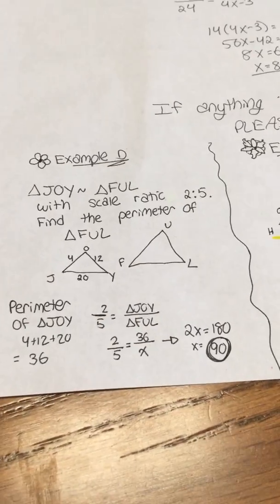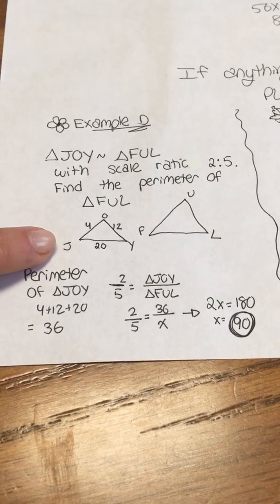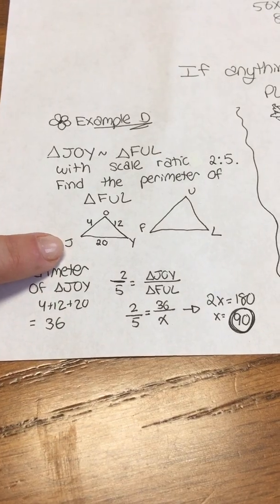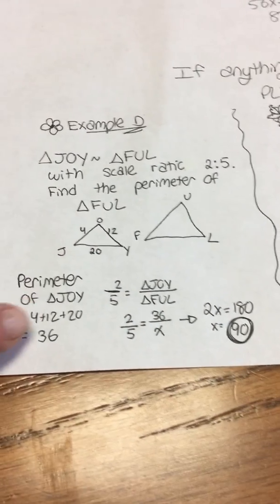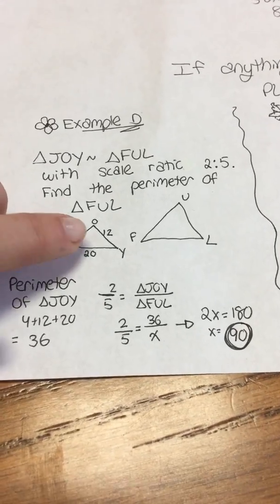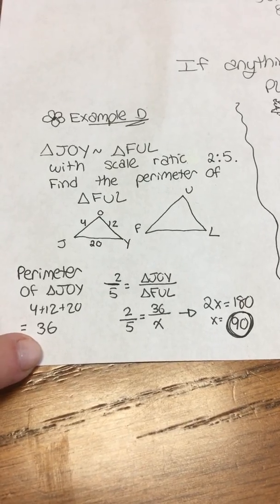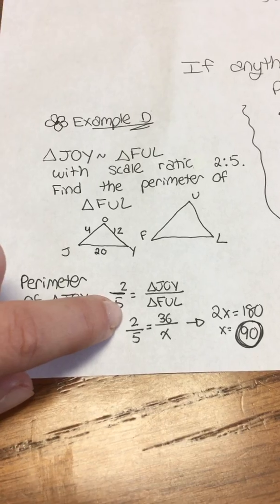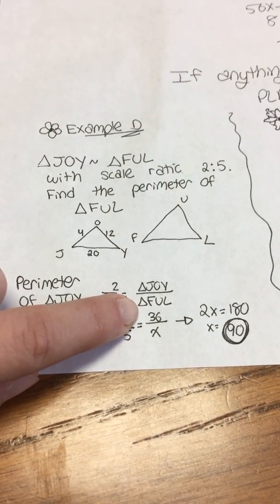These examples, I think, don't come up really until page 7 and 8. So you might have one that gives you the scale ratio of the figures, and it gives you all of the sides in the first figure, and they ask you to find the perimeter of the second figure. So perimeter of triangle joy, you could add them up, you get 36. Then you're writing your proportion using the scale ratio first, 2 over 5, is equal to the perimeter of triangle joy over perimeter of triangle full.